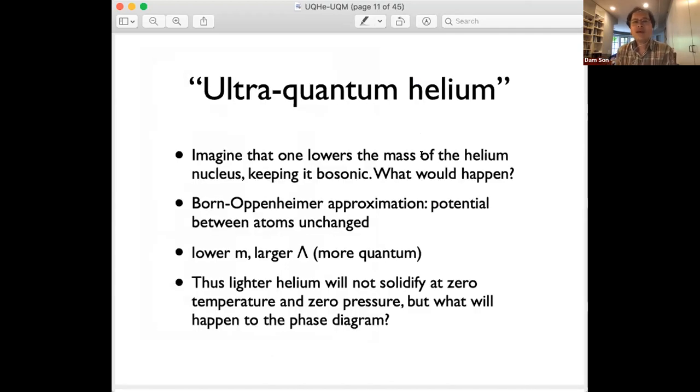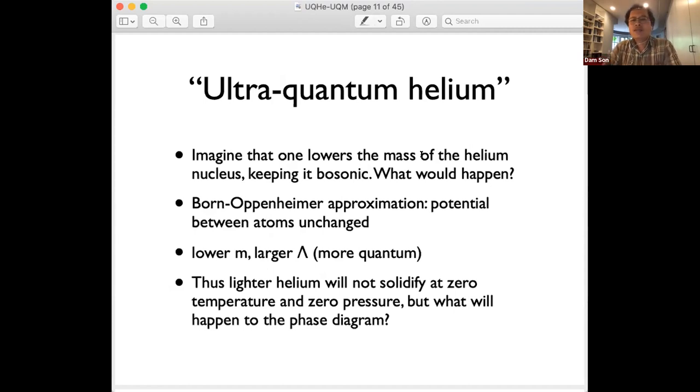Now let us imagine that we can make helium more quantum. Imagine that one can lower the mass of the helium nucleus, so make it, instead of 4 atomic mass units, make it 3, 2, etc. And one can ask the question, what would happen to the phase diagram of helium?